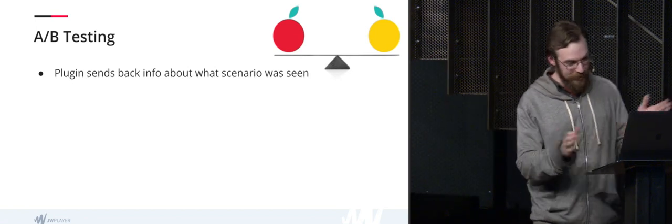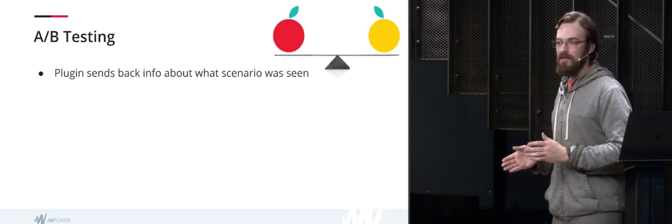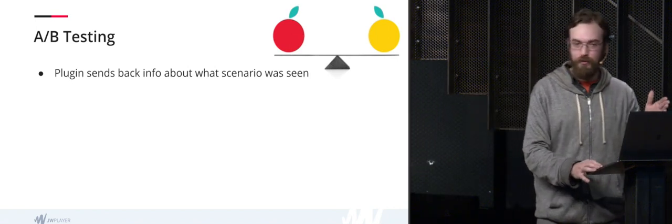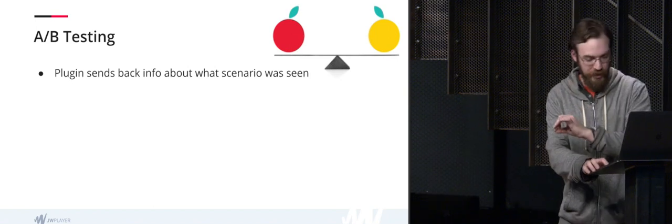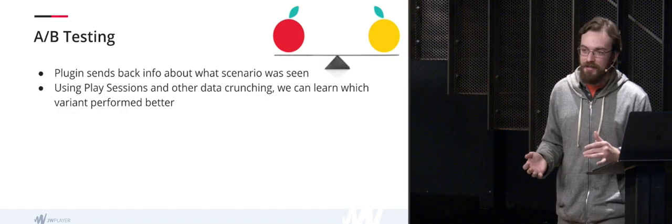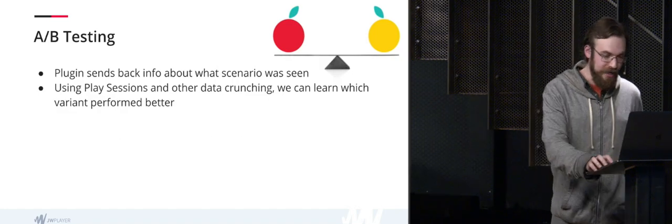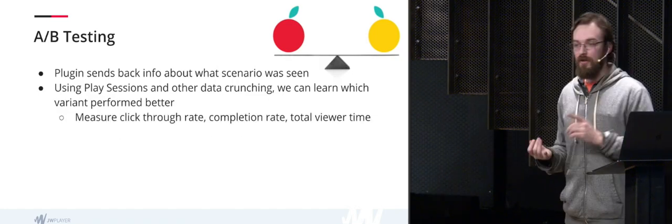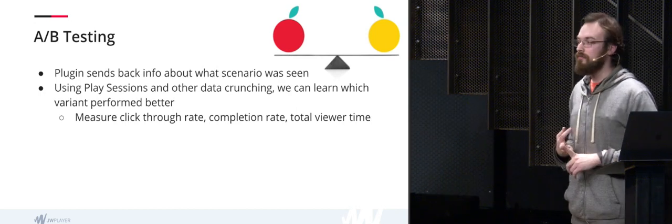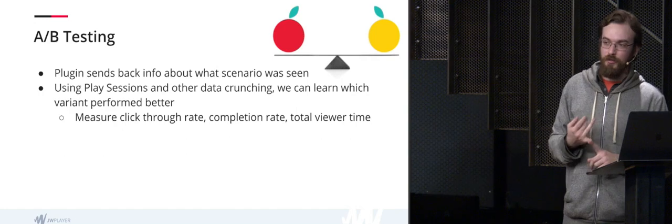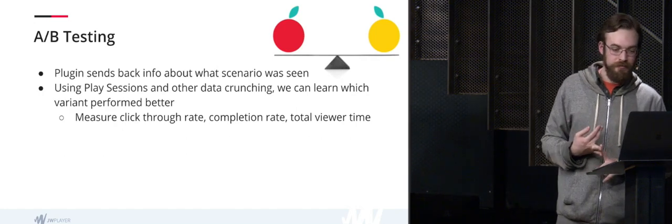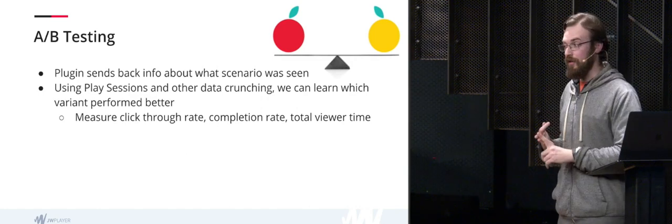So we have this plugin, again, that's sending info back about what scenario was seen. So we'll be able to tell from a given viewer whether they saw it in the top left or top right corner. And then using play sessions and some other data crunching techniques, we can learn which variant performed better, right? So we can measure things like click-through rate, completion rate, total viewer time. For example, did someone click through to the next video? Did someone complete the video? How long did they watch the video for?